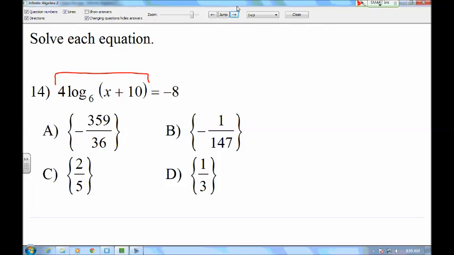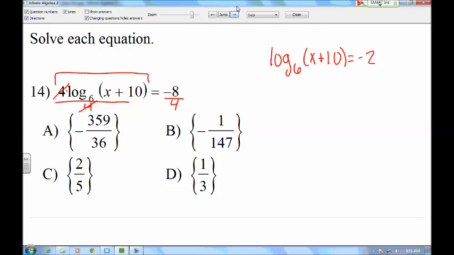Say it louder, Emmanuel. The 4. Adam, how do we move the 4? Not yet. We'll do that in a little bit. Nope. Easy way. Think easy. The next one is more difficult. No, it is times, so the inverse is divide. Divide by 4, both sides. Okay, we get log base 6 of x plus 10 equals negative 2.